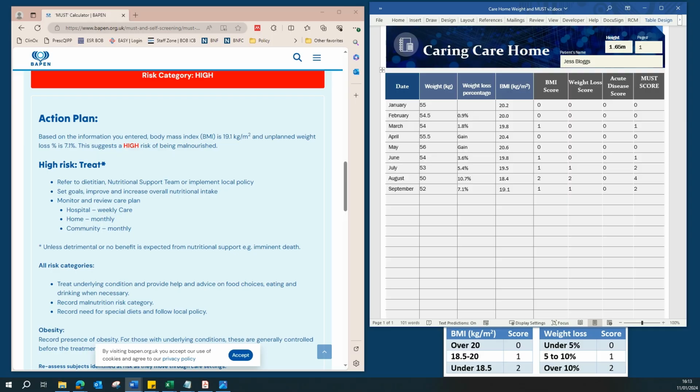And local policy here, though it says to refer straight on to the dietitians, our local policy is we encourage care homes to implement a tailored MUST action plan for their resident for at least 1 month. And if they don't see improvement, then you can escalate on and refer on to your local team. But they do ask that you record a detailed food diary with evidence of that implementation of your care plan prior to referring on for getting some specialist support. So there you have it, how to calculate a MUST score.